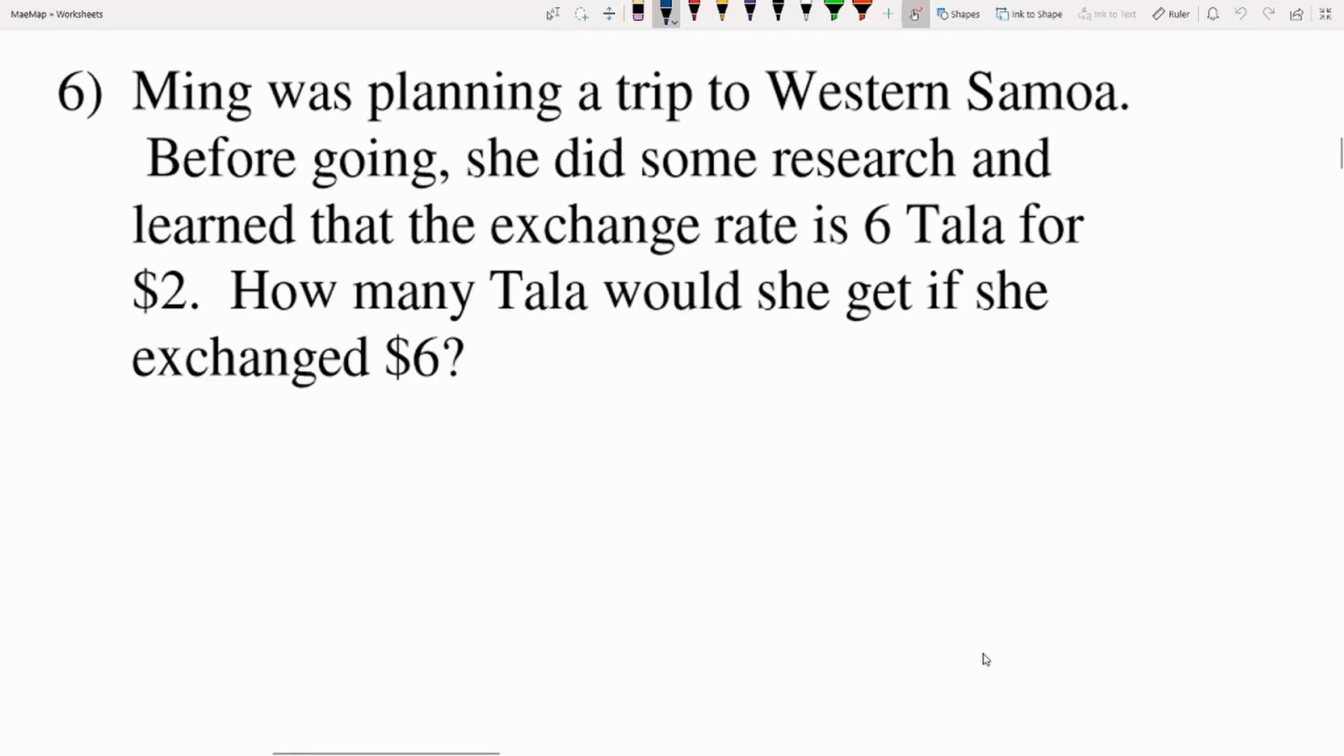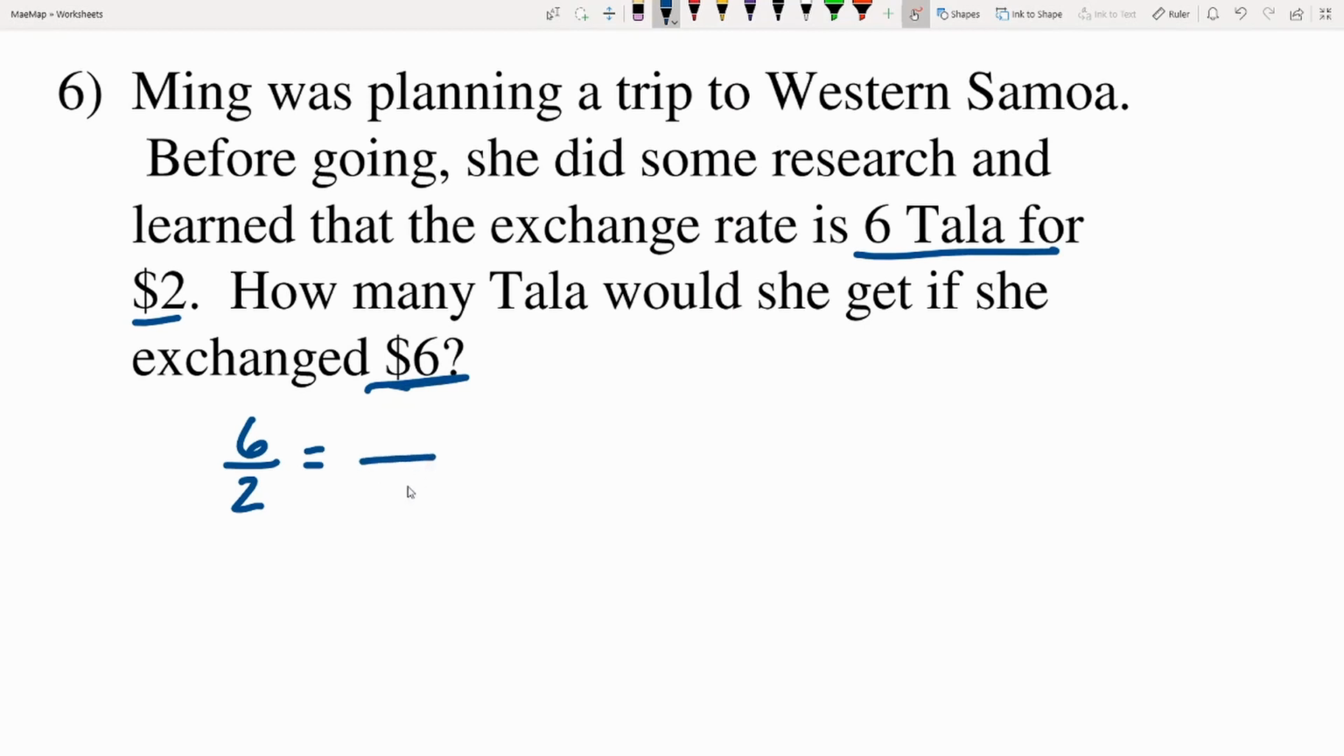In number 6, it says, Ming was planning a trip to Western Samoa. Before going, she did some research and learned that the exchange rate is 6 tala for $2. How many tala would she get if she exchanged $6? So our given information is, we know that we can get 6 tala for $2. So that's a 6 to 2 ratio. 6 over $2.